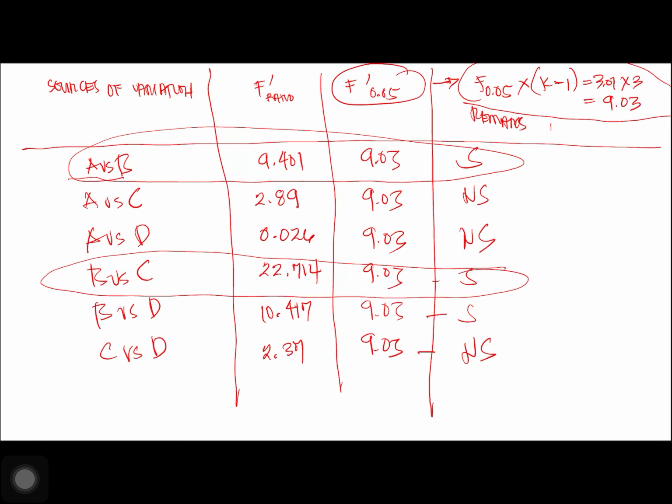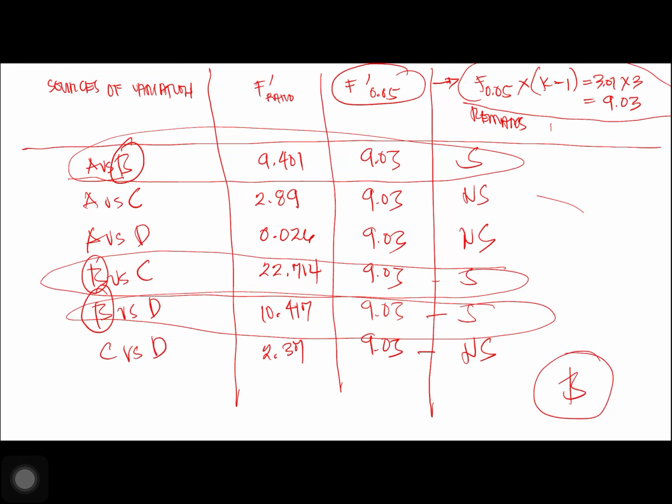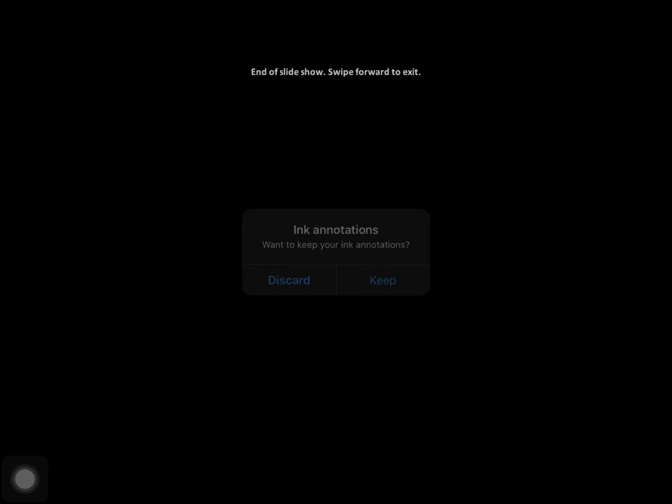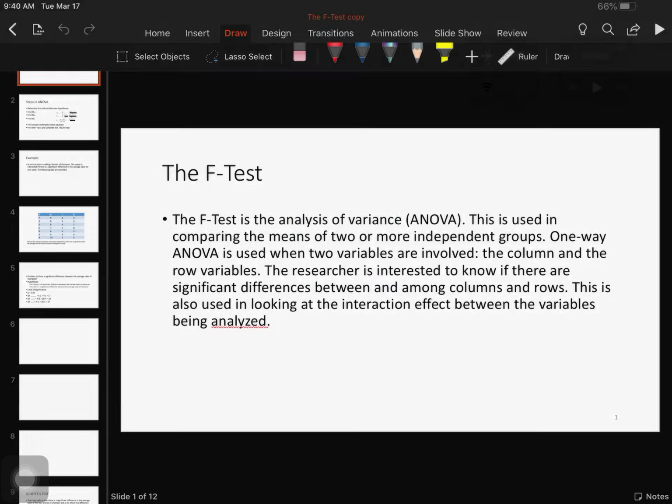So, we have here A versus B, B versus C, B versus D. Those are the significant F primes. So, from this, what is common? We have there B. So, the difference lies where? At brand B. Okay? So, that's all.